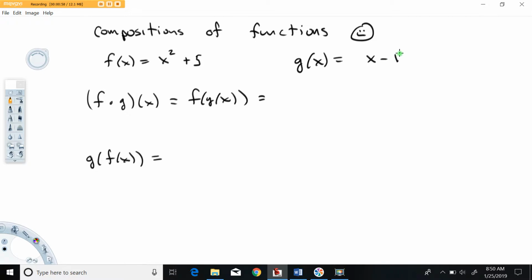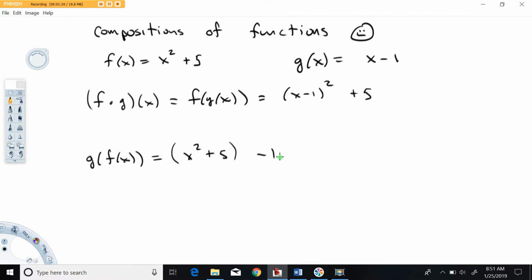So we're going to take this function, and it's going to go in here, and that's going to equal x minus 1, the quantity squared, plus 5. So that's what f of g of x would be. We can also run it the other way and look at g of f of x. What this means is to take f of x, which is this function, and it's going to go in here. So that's going to be x squared plus 5, and then minus 1. I put that in parentheses there. So there's f of x minus 1.